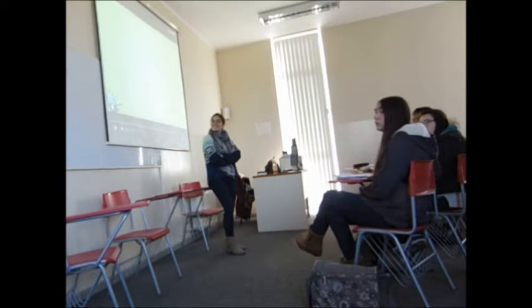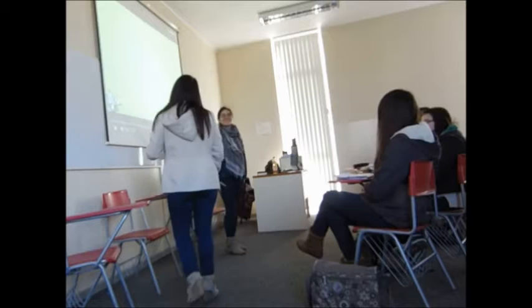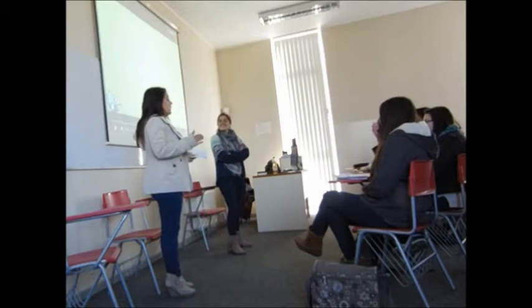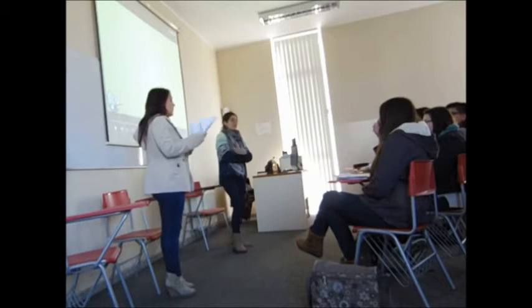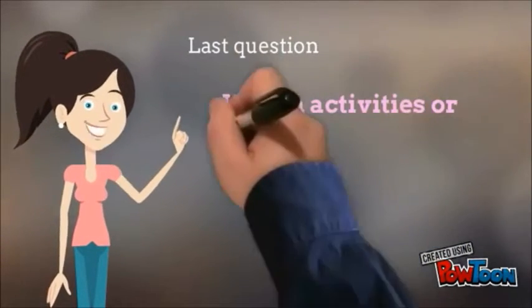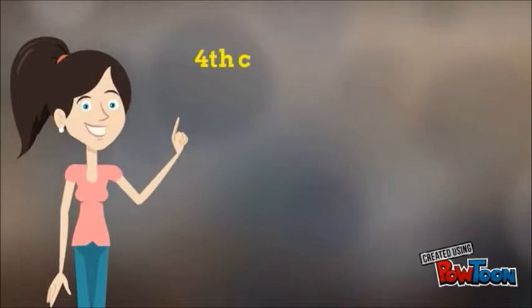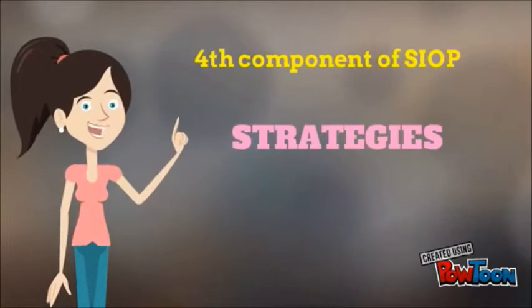Okay. By the end of the class, we asked the students to read the objectives for the lesson, and we also asked them if they thought that those objectives were accomplished and how they thought they have accomplished those objectives. Last question. When we asked them which activities or strategies made their learning easier, we used the fourth component of the SIAP model, which is strategies.